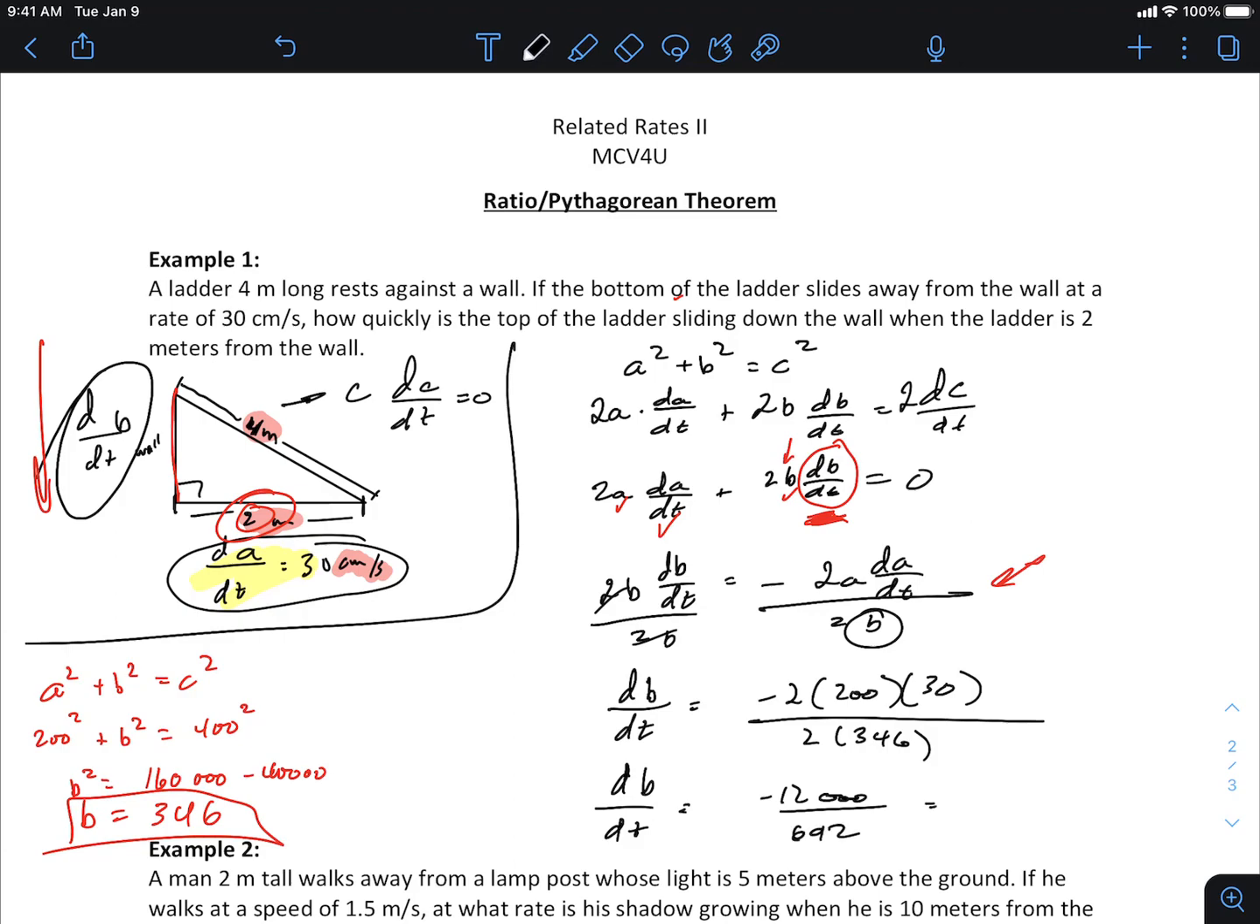So when we do the math, at the specific, unique moment in time when the ladder is 2 meters from the base of the wall, we see that the ladder is moving down the wall 17.34 centimeters every second. That's how quickly it's moving down the wall when it's 2 meters from the base of the wall. So that's it, guys.